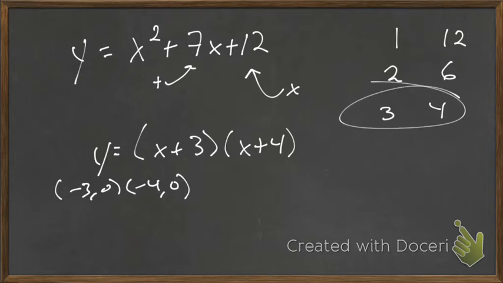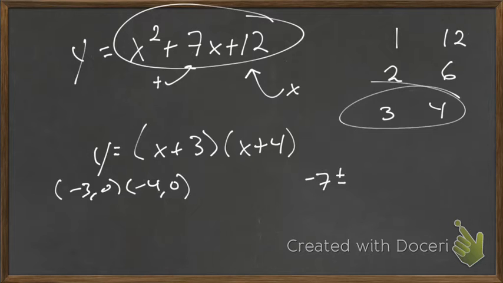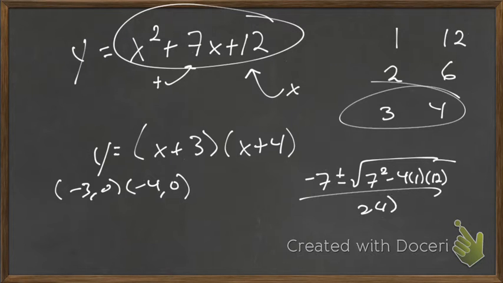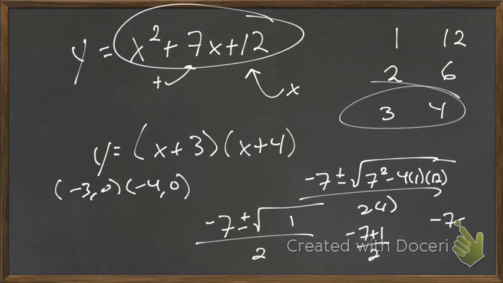Let me show you what you have to do if you do not do it this way. You have to look here, and you have to do this equation. Negative b plus or minus the square root of b squared minus 4ac, over 2a. So that would be negative 7 plus or minus the square root of 49 minus 48, over 2. So negative 7 plus 1 over 2, negative 7 minus 1 over 2. My answers are negative 3 and negative 4.